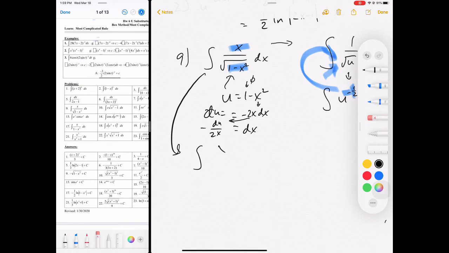The integral of x on top, the square root of u, and dx became du over 2x. Put a negative there. And if you see now that the x and the x divide out, our goal is to be in only one variable. That's going to be 1 over the square root of u, du. No other variables left.